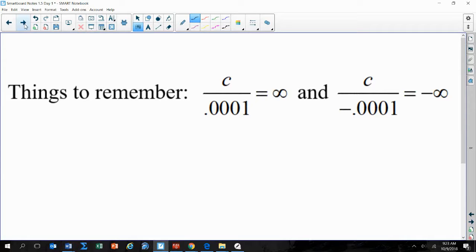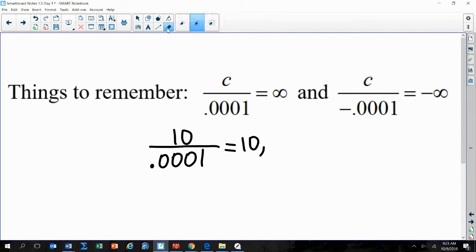So here's the big thing to remember. If you have a constant, that's what c is, a constant, over a number that's really close to 0, it's a really small number, that's going to cause the graph to shoot up towards infinity. So let's say I plugged this into my calculator, 10 over 0.0001. What do I get when I type that into my calculator? Should be some big number. That'd be 100,000. Is that what that is?